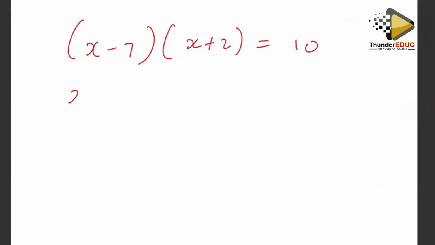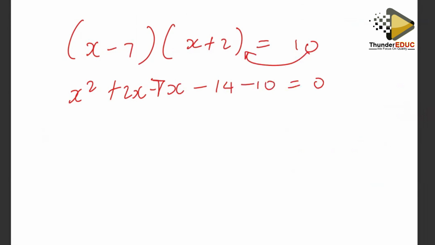So x and x is going to be x squared. x and 2, that's going to be 2x. Negative 7 and x, it's going to be negative 7x. Okay. And the negative 7 and 2 is going to be negative 14. Let's move the 10 that side. And then we have a 0. We simplify this. x squared minus 5x minus 24 is a 0. So this is the standard form.